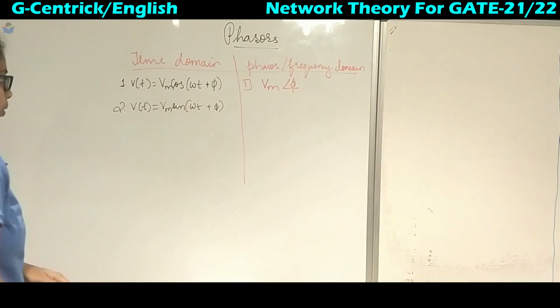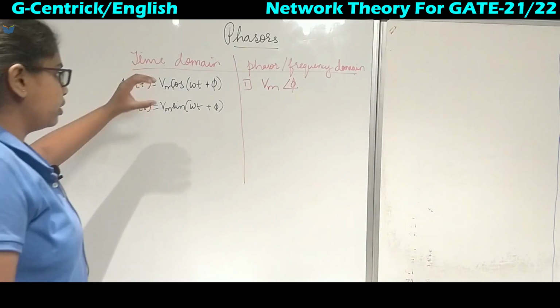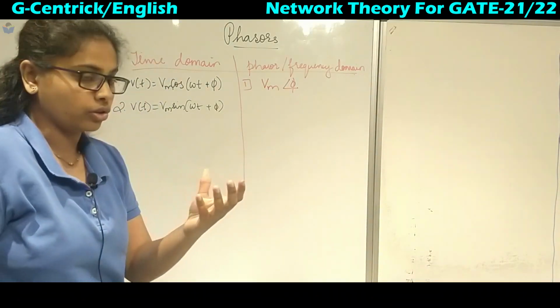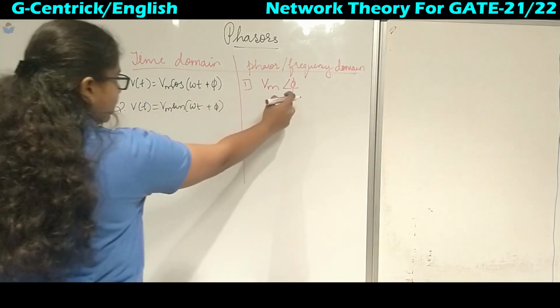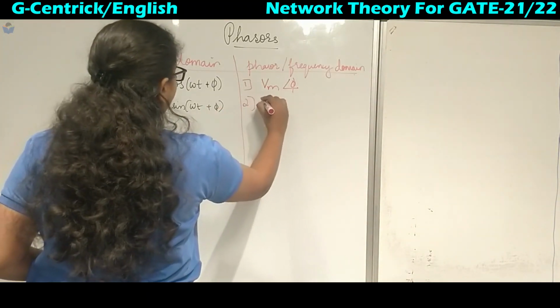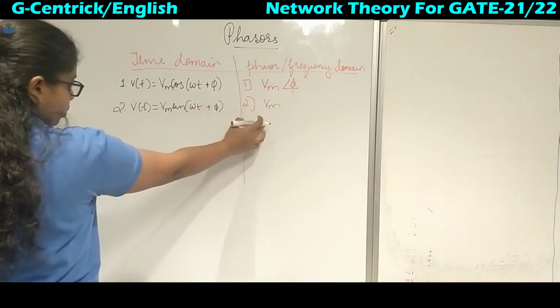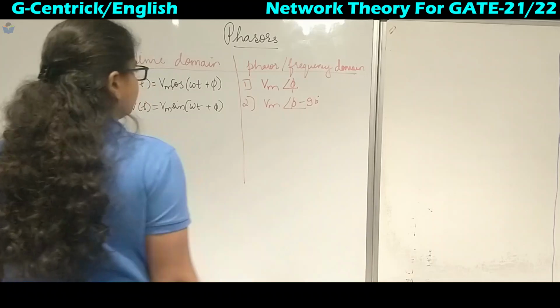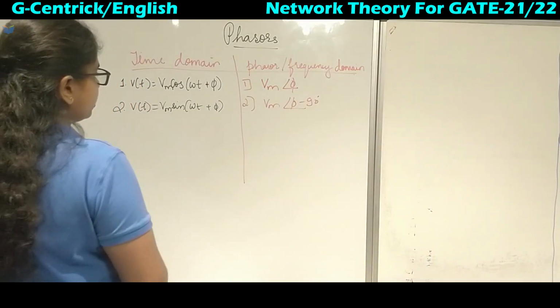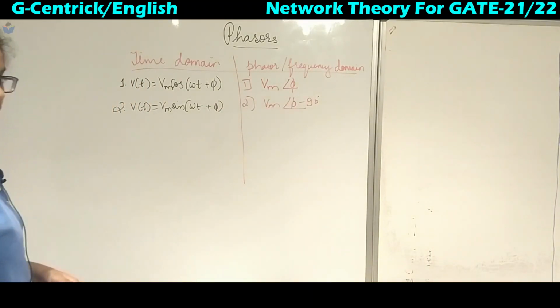Now the second one is sine, but we have to take only one type of sinusoid, either sine or cosine. We have already taken cosine, so how do we convert? For this also the magnitude is the same, but there will be a lag of 90 degrees. So this is how we represent it in the phasor domain.